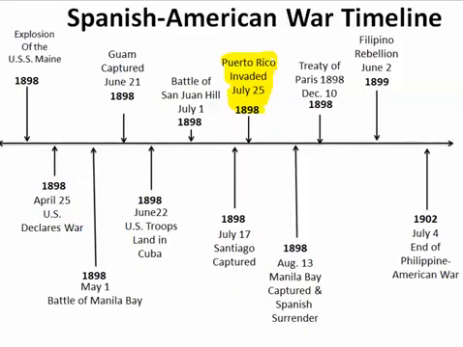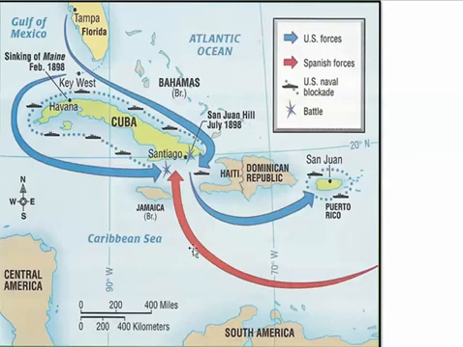Okay, so then on July 25th, 1898, Puerto Rico is invaded and taken. And if we look, here's Puerto Rico right here. Here's Florida. There's Cuba, the Dominican Republic, and Haiti. Here's Puerto Rico out here in the Caribbean. See, so we capture Puerto Rico, which would later become part of the United States.